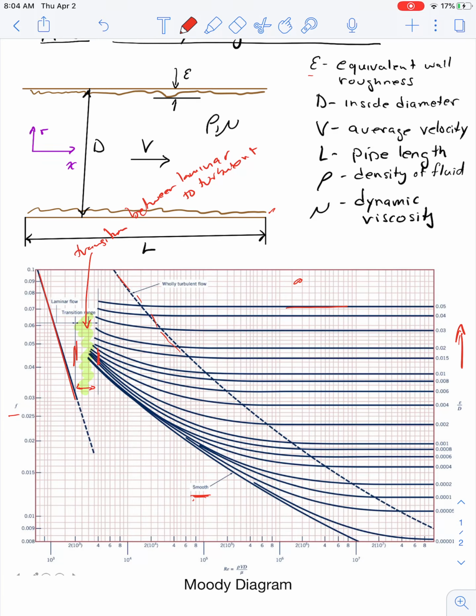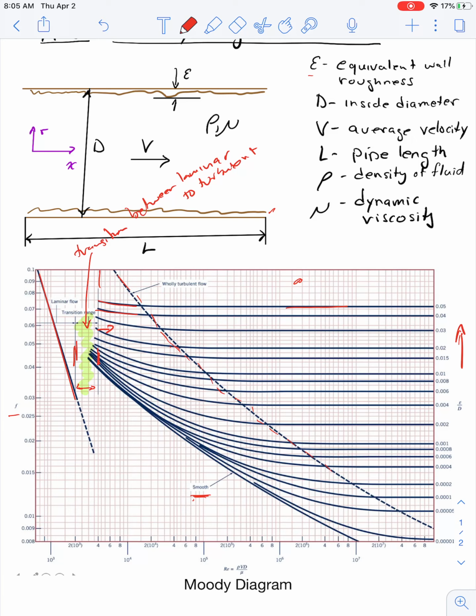Once you get beyond the transition regime, the flow is turbulent, but there's a balance between viscous and inertial effects. We see that there's a reduction that is a function of the Reynolds number, occurring between 4,000 and this dashed line that represents the wholly turbulent flow. In that region we have variability of the friction factor with Reynolds number for different roughnesses. So just a mental note.